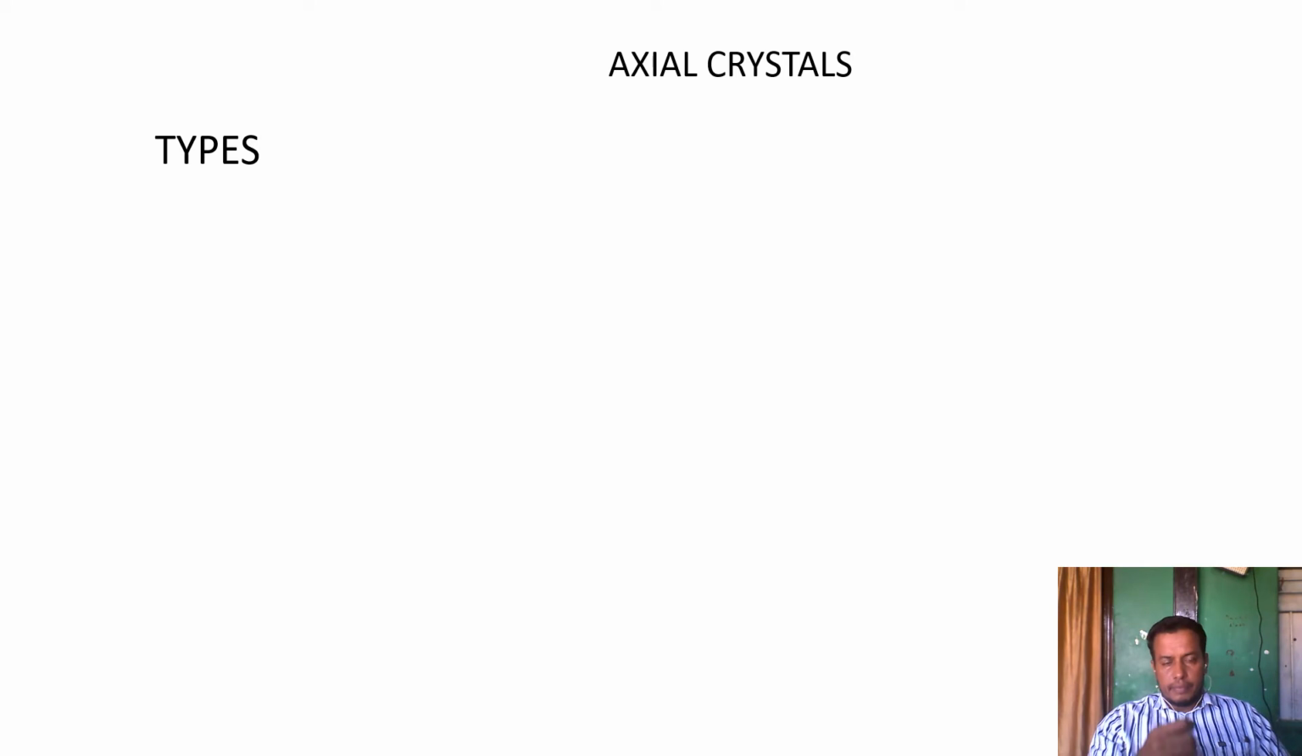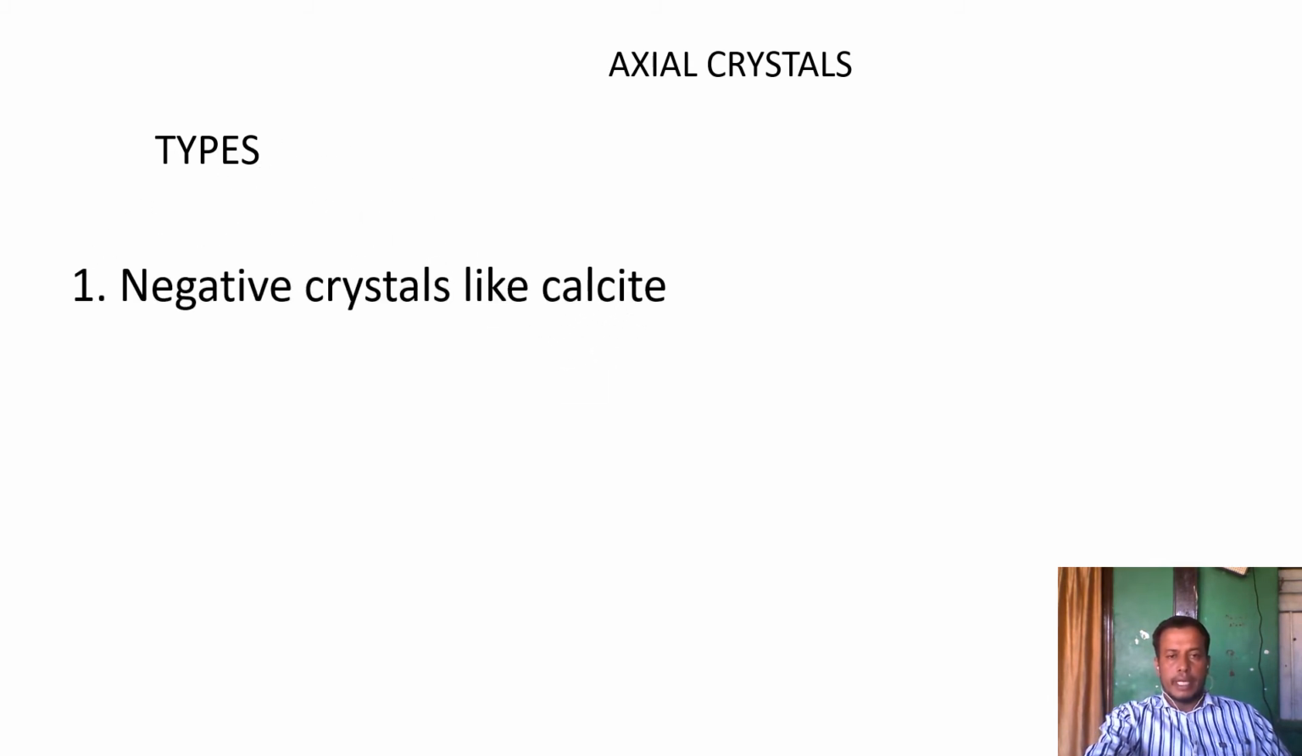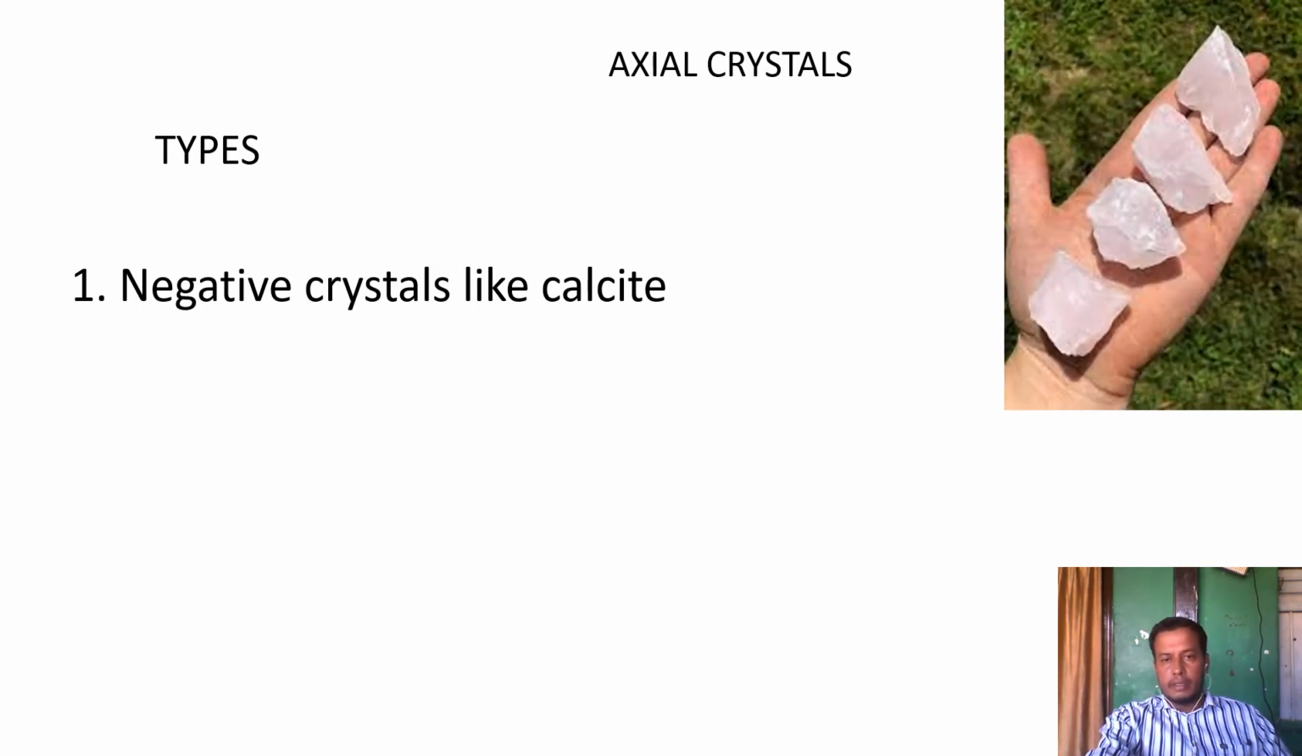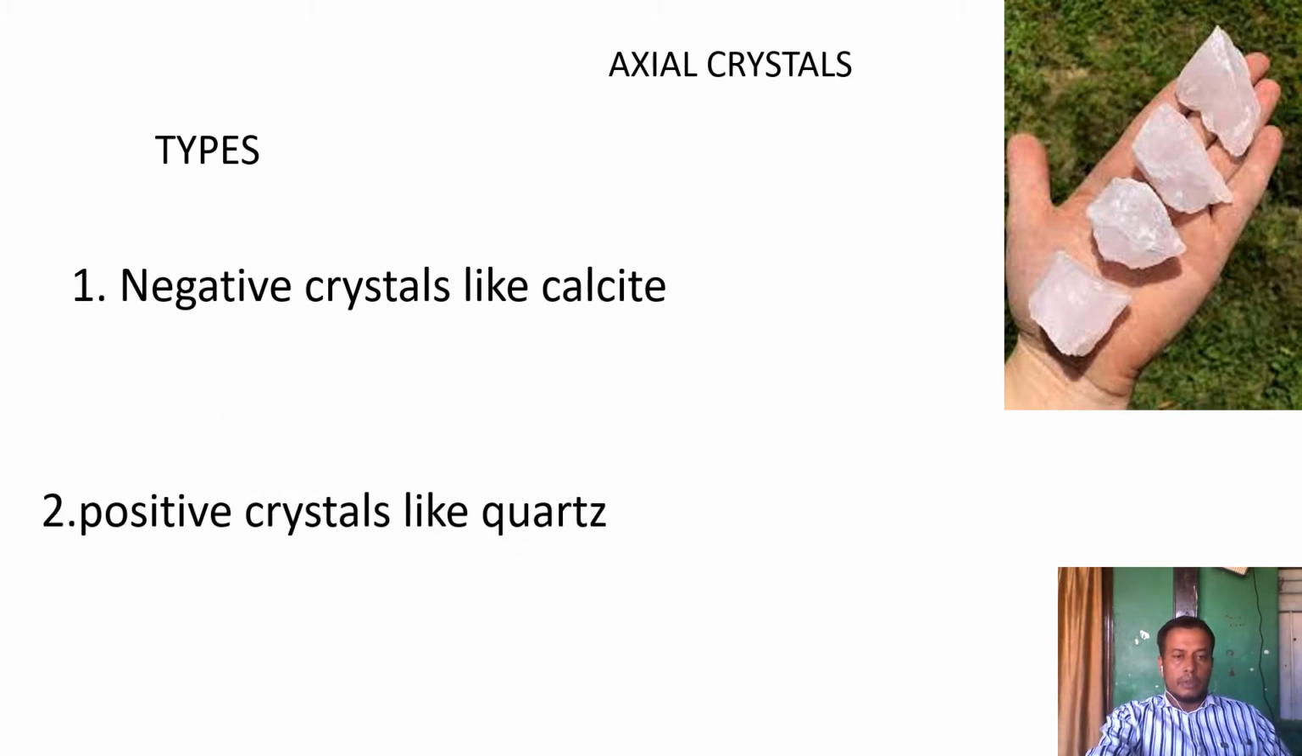Depending upon the velocities of the ordinary and extraordinary rays, they are again of two types. One is negative crystals. An example of a negative crystal is calcite. And the positive crystal is quartz. Both are uniaxial crystals, but their velocities differ. Calcite and quartz are negative and positive crystals.